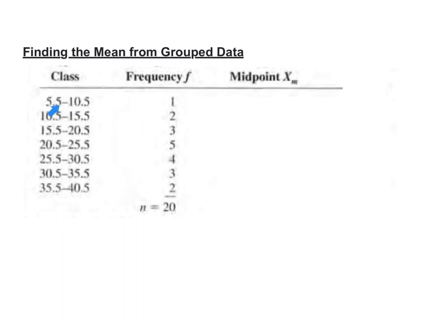Okay, 5.5 plus 10.5, that is 16, divided by 2, that is 8. What about the second one? 13. Okay. So what's the next one going to be without doing a calculation? 18. It goes up by 5. Okay, there are your midpoints.